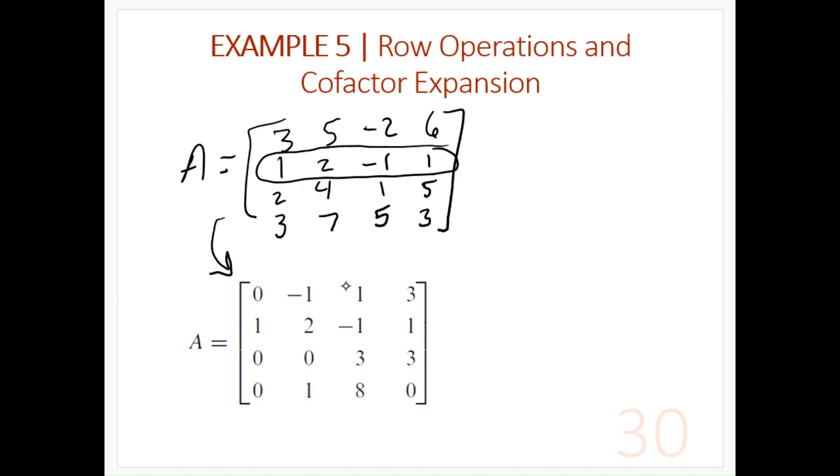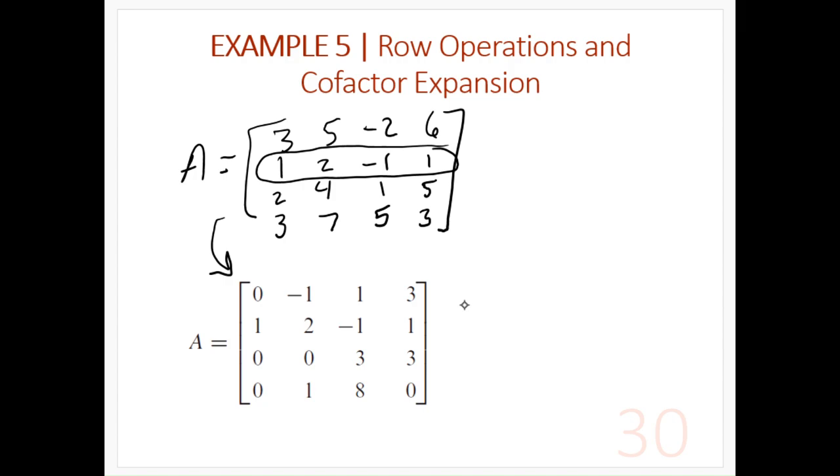And likewise with the other rows, if we did -2 times the second row and added it to the third row, we would have gotten this. And if we added -3 times the second row to the fourth row, we would end up with 0, 1, 8, 0. So this is the matrix that results from adding suitable multiples of the second row to the other rows. So we end up with this more reduced matrix.